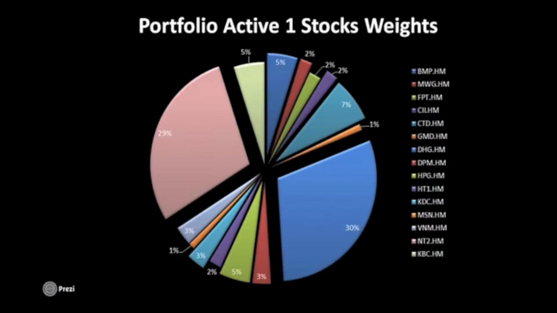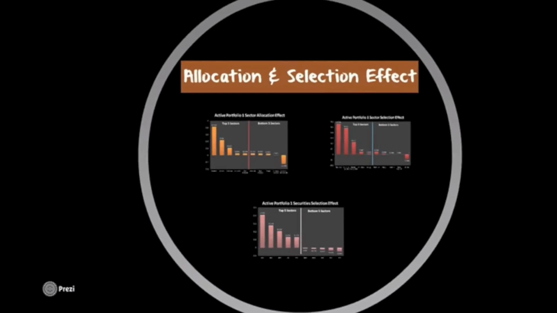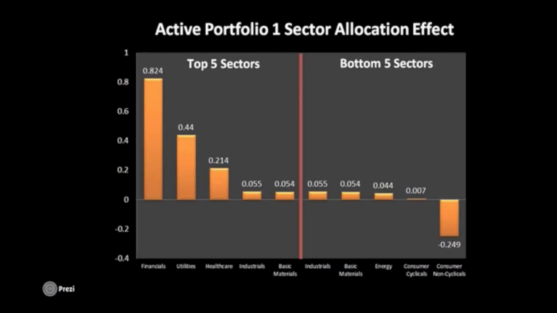We have investigated about 15 companies and we came up with this weight ratio. More than half of our portfolio securities are overweight, especially HG with 30%. Next will be the allocation and selection effects.